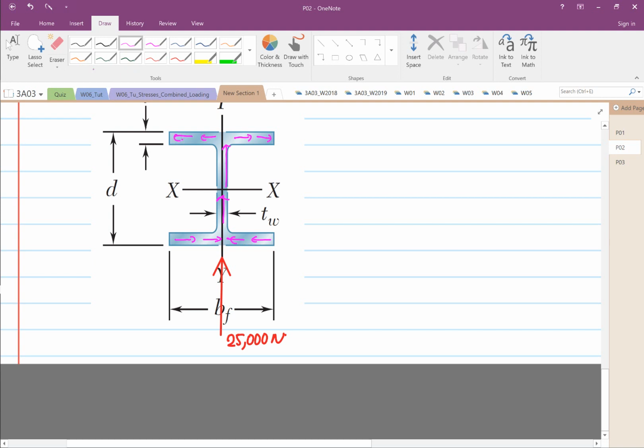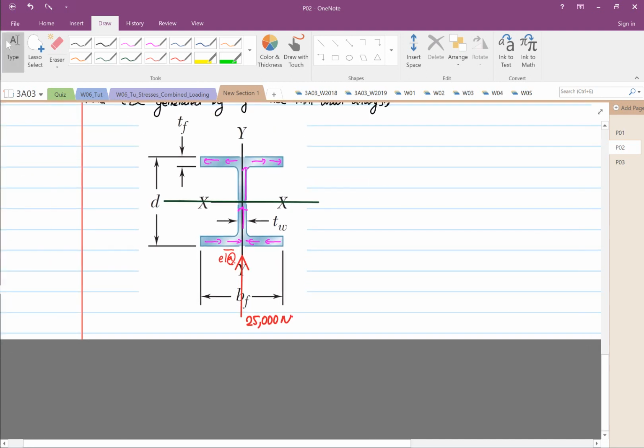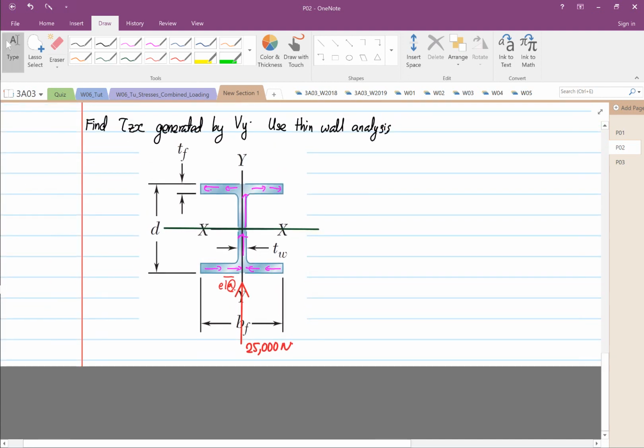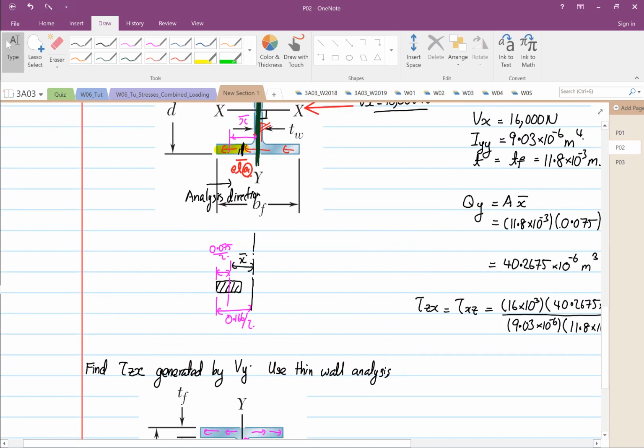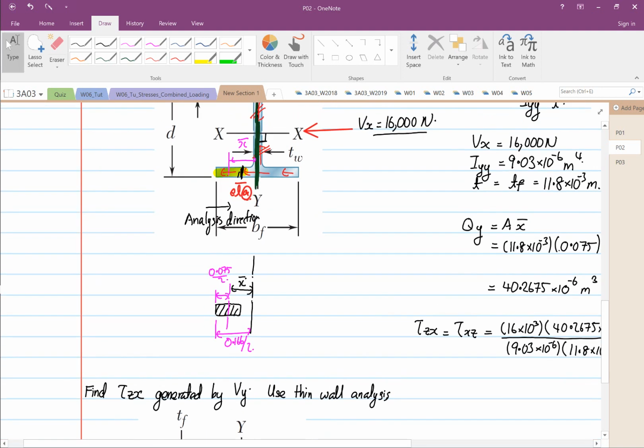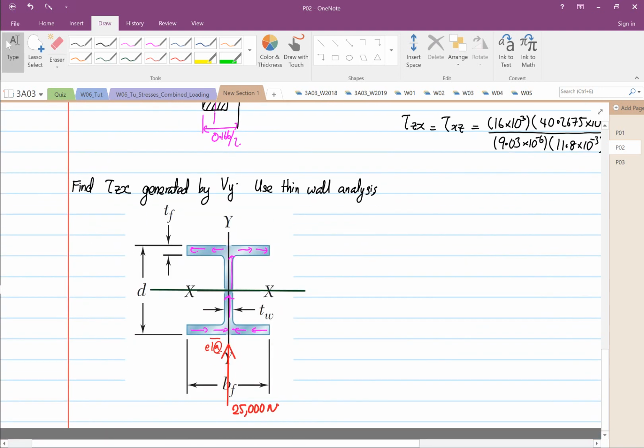So this is a wide flange section. Again, this is our element A, and the axis intersecting now is the x-axis. Alright. So what you realize now is the shear flow due to Vy and the shear flow due to Vx are in opposite directions. Vx is going towards the left, Vy is going towards the right at element A.